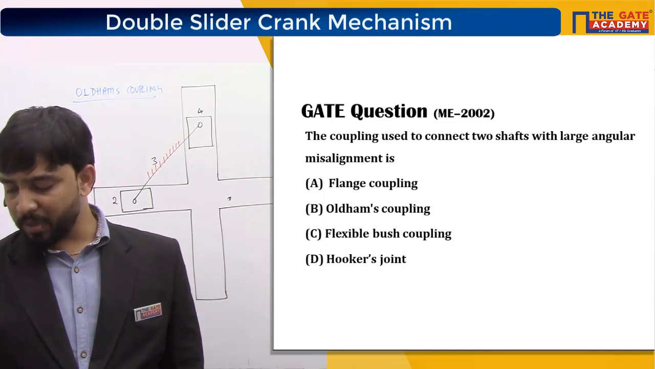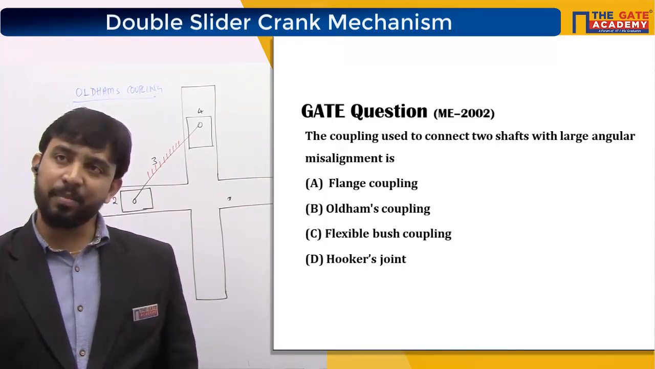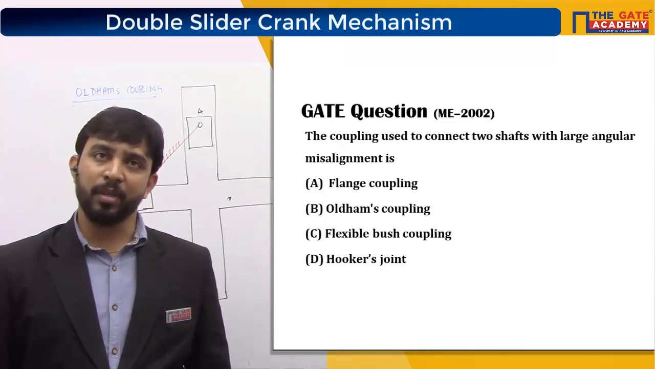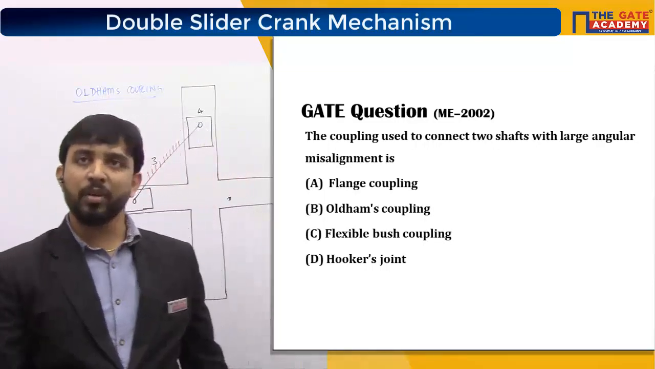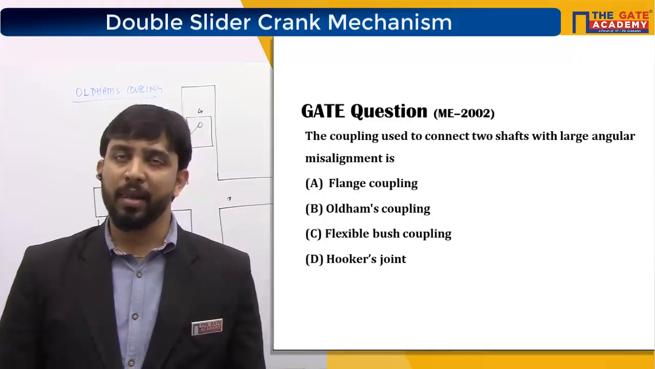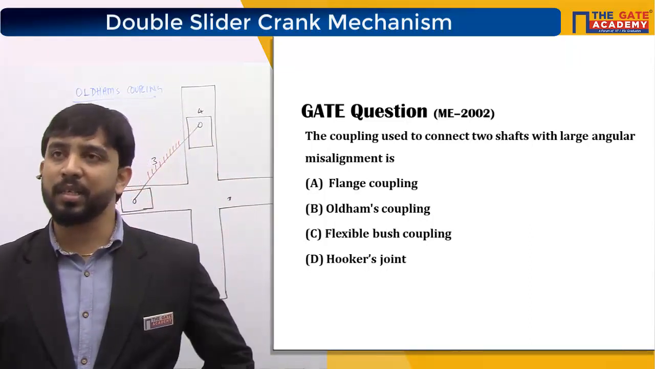For linear misalignments, we go for Oldham coupling, okay? This is linear misalignment. For linear misalignments, we go for Oldham's coupling. For angular misalignments, we go for universal coupling or Hooke's joint.